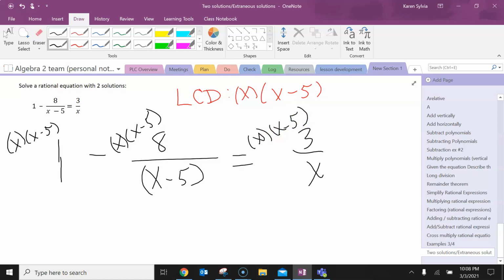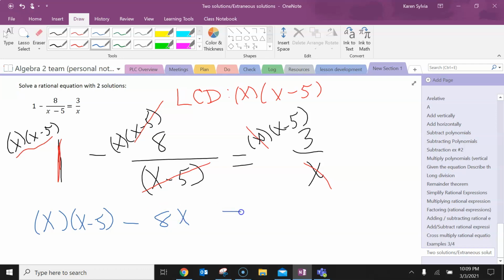Now what happens is, if you recall, we do our cross-canceling. There is no denominator to cross-cancel with the x minus 5, so all of that remains. But for the second term, the x minus 5s can cancel, and for the third term, the x's will cancel. So that gives me down below x minus 5 times 1. It gives me x times 8, or 8x. And over here it gives me 3 times x minus 5 left over. So now I have to simplify that line.